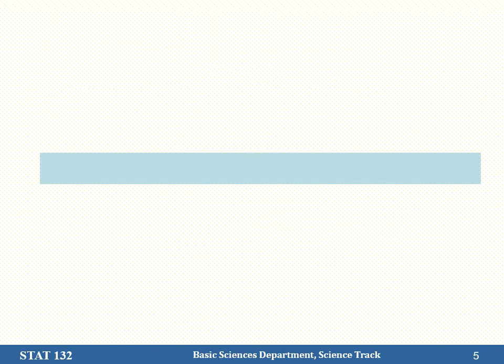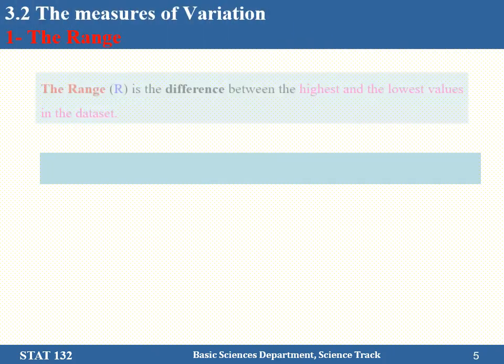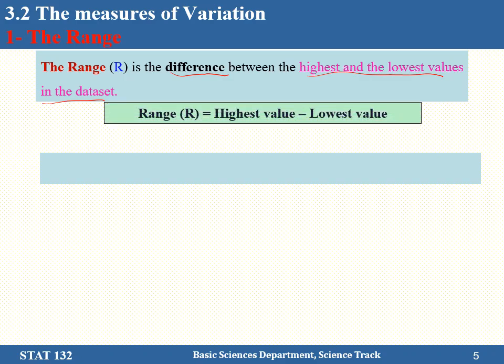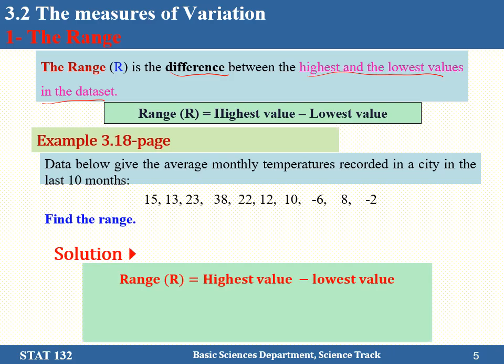Now let's start with the range. Range means the difference between the highest and the lowest values in the data set. So it's basically telling you the length of the data set. Here is the formula: the range is equal to the highest value minus the lowest value.